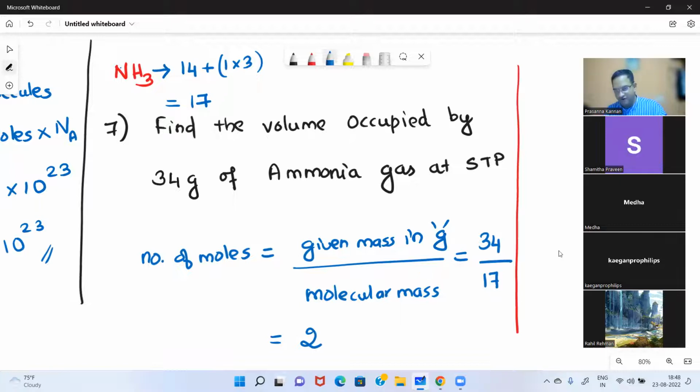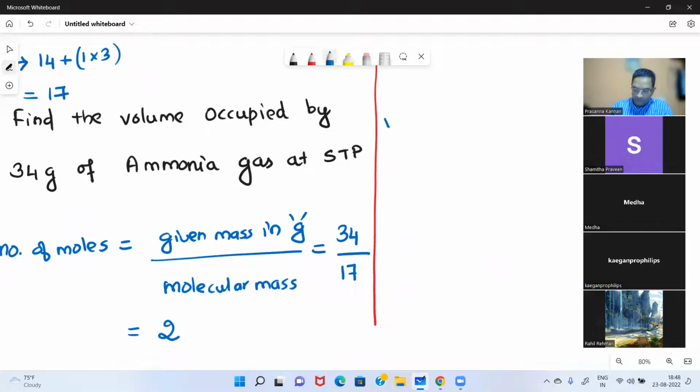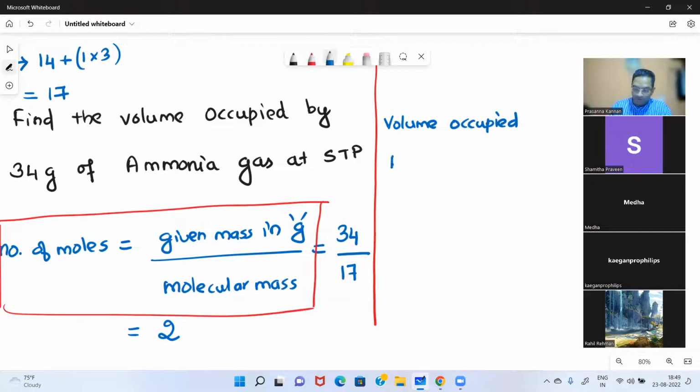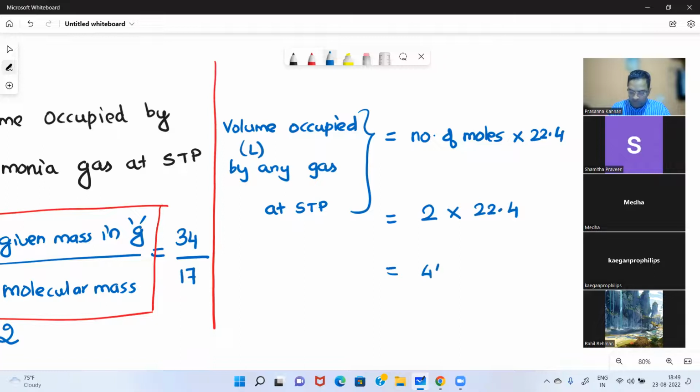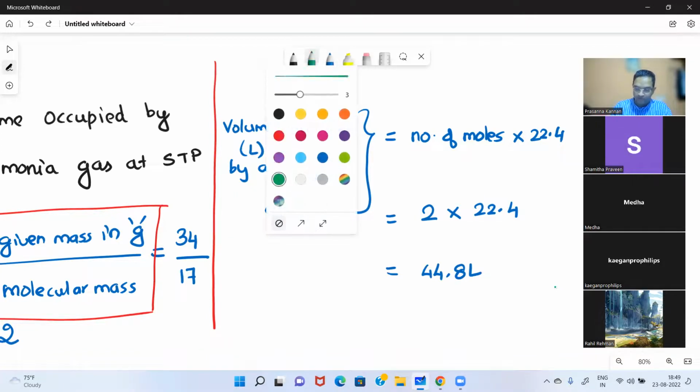So once you know the number of moles, I think you can find the volume. So volume occupied by any gas at STP is given by the number of moles multiplied by 22.4, and this volume will be in liters. That's all. So here, how many moles are there? 2 moles. And 1 mole occupies 22.4 liters. So 2 moles will occupy 44.8 liters. That's all. This also, you can take it down as a formula.